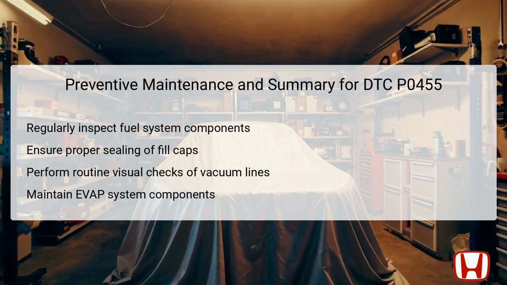Proper tightening and timely replacement of damaged caps prevent vapor leaks. Routine visual checks of the EVAP hoses, canisters, and valves can catch potential issues early, reducing the possibility of system failure. Maintaining the integrity of the EVAP system contributes to efficient vehicle operation, meeting emissions regulations, and preventing costly repairs. Keeping these components in good condition supports long-term vehicle health and helps identify problems before they trigger diagnostic trouble codes.